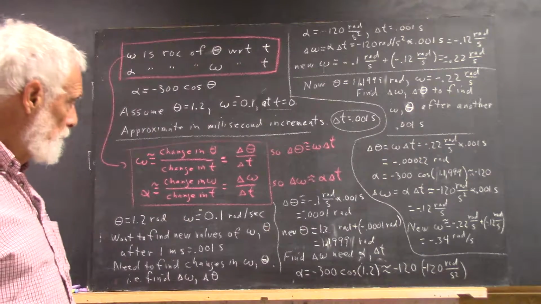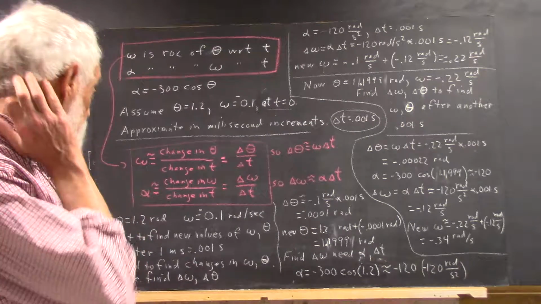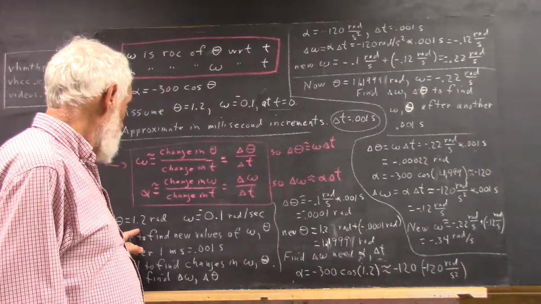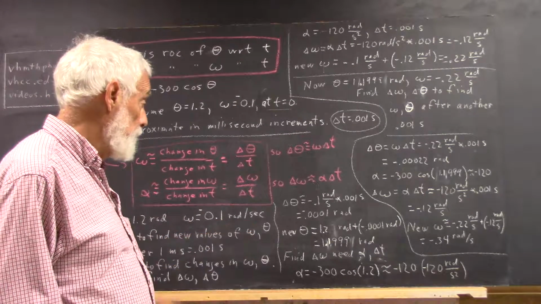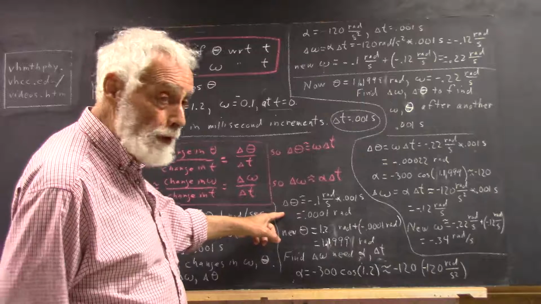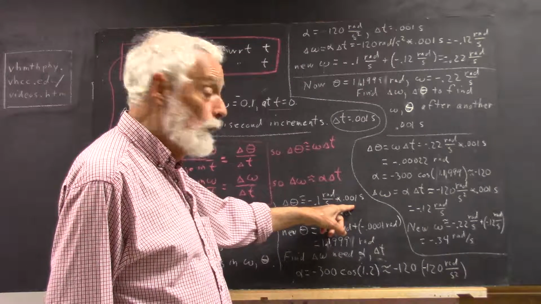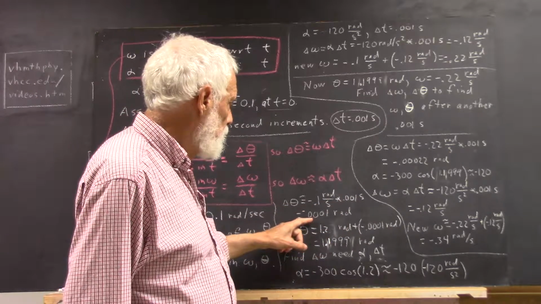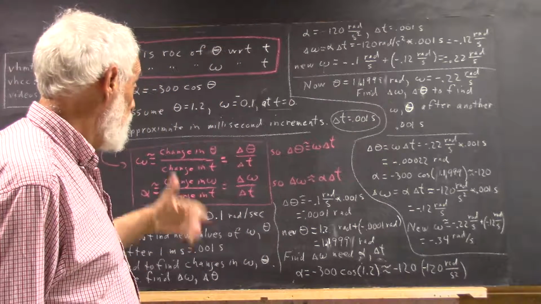Yeah, I'm not sure exactly where we went, but I think we went here. And this applies. Okay, so again, theta is 1.2 radians, omega is negative 0.1 radian per second. So our change in theta will be negative 0.1 radian per second times 0.001 second, and that's going to be negative 0.0001 radian. Very tiny change in our angular position.